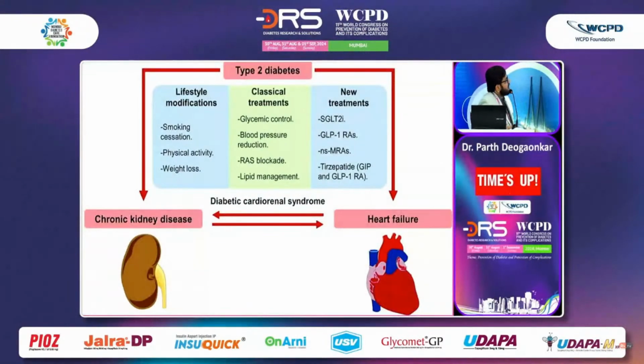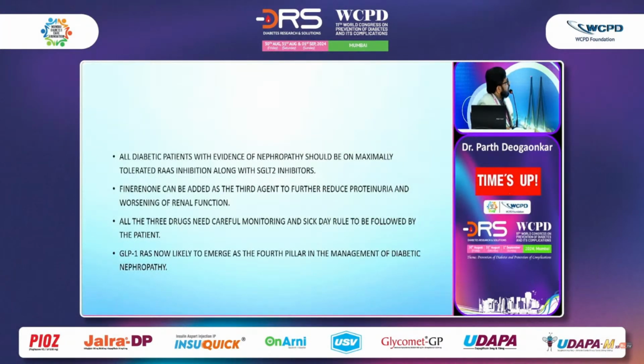To summarize, these are the drugs for treatment of diabetes mellitus with diabetic nephropathy. The classical treatment, including glycemic control, blood pressure reduction, RAS blockade, lipid management, along with the newer drugs, including the SGLT2 inhibitors, the GLP-1 receptor analogs, and the non-steroidal MRAs, along with tirzepatide. So all patients who have diabetic nephropathy should be on maximally tolerated RAS inhibition along with SGLT2 inhibitors. Finerenone can be added as the third drug. All the three drugs need careful monitoring with sick day rule. That is, you need to tell the patient that if he has some kind of dehydration event, loose motions, vomiting, he needs to stop these drugs to prevent episodes of AKI. And GLP-1 receptor analogs are now likely to emerge as the fourth pillar in the management of diabetic nephropathy. Thank you.